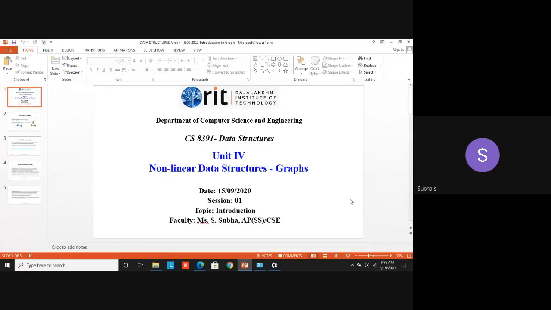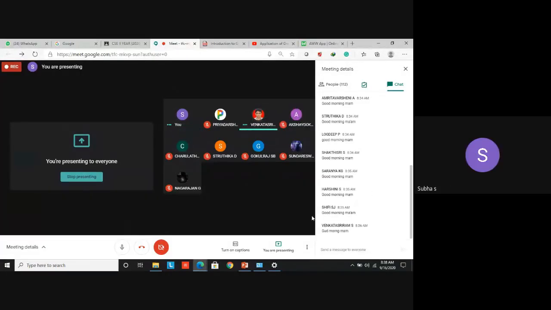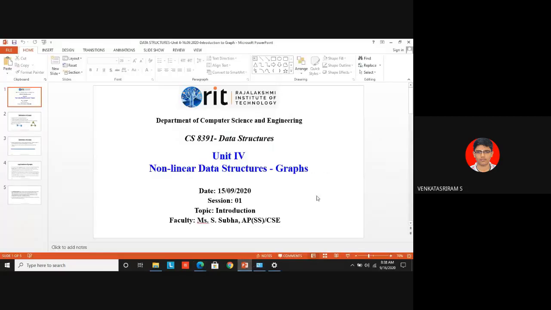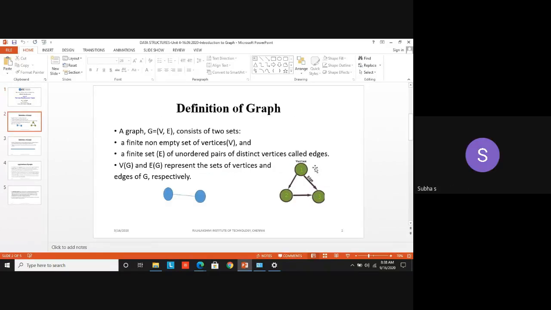That graphical representation only I am asking. What is graphical representation? Yes, you are right. Representing graphically. What is graph? How a graph will look like generally? Ma'am, there are many types, like bar graph. Yes, good. Bar graph, line chart, bar chart, pie charts. Yes, all are examples for graph.